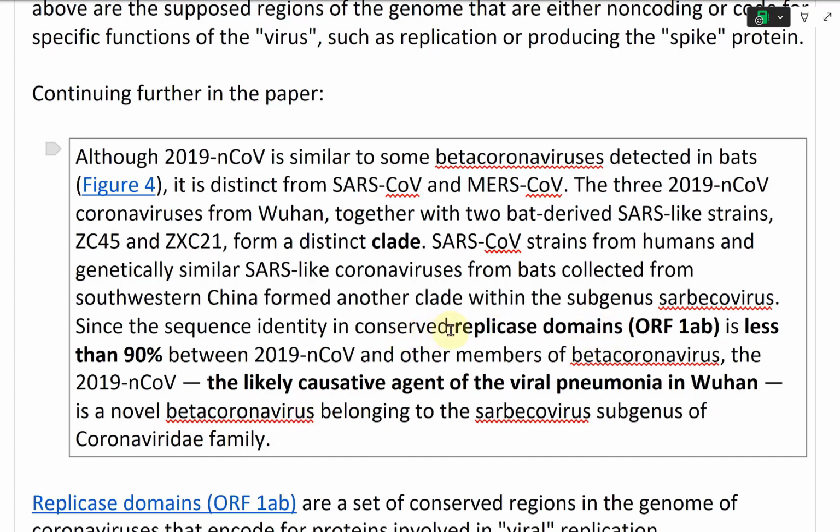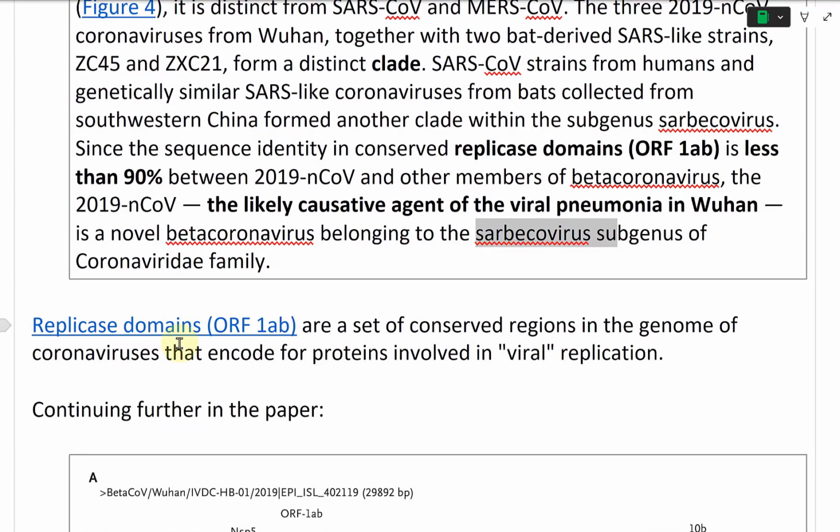Basically, they're saying these supposed conserved domains, the replication domains, part of the gene of many of these coronaviruses, is less than 90% between the 2019 nCoV and other members of it. They're going to say that it's less than 90%, so they're going to call it a new virus, a new beta coronavirus belonging to this other subgenus, and so on. Anyways, going further, replicase domains ORF1AB are a set of conserved regions in the genome of the coronaviruses that encode for proteins involved in viral replication.